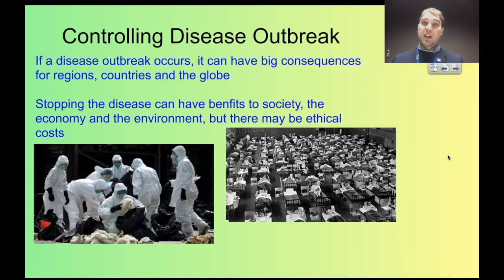So disease outbreaks can have big consequences for the areas where the outbreak has occurred, the countries that are managing the disease, but also globally. We can have epidemics turning into pandemics when they spread from country to continent and then around the world. So stopping the disease can have many benefits for society. You have workers that can work rather than being sick. They can be earning money, which helps the economy. And you allow the free movement of things, which is good for the environment.